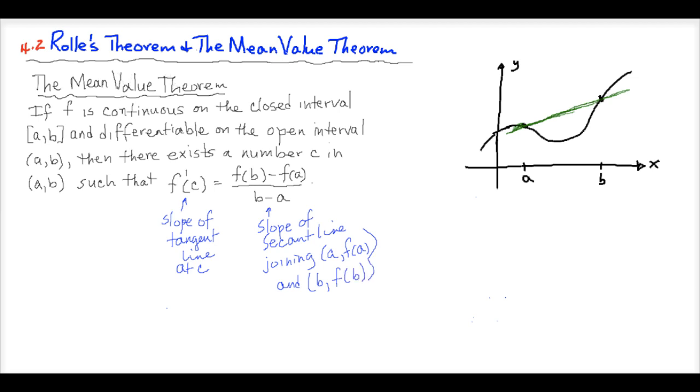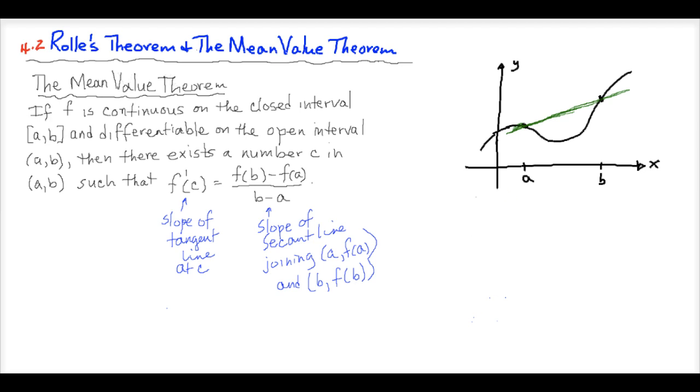What the mean value theorem tells us is that if, again, we have some conditions. If f is continuous, that's the first condition, on a closed interval, and the second condition is f has to be differentiable on the open interval from a to b, then the conclusion is that there is such a c that gives us the slope of the tangent line at c equal to the slope of the secant line joining the 2 points that are involved.